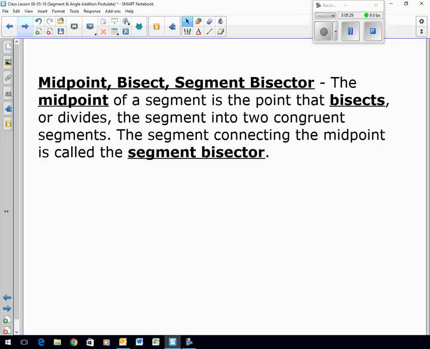Okay. All right. All the big ones. These are midpoints, bisect, and segment bisector. I'll read it. The midpoint of a segment is the point that bisects, which means divide, the segment into two congruent, there it is again, segments. The segment connecting the midpoint is called the segment bisector. Okay, this one's loaded, right? I first have what we call a midpoint. What is the giveaway for midpoint? Where would the midpoint be? The beginning, the middle, or the end? Middle, right? Midpoint.